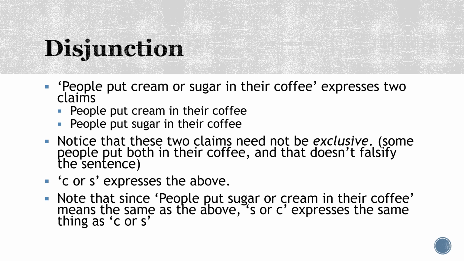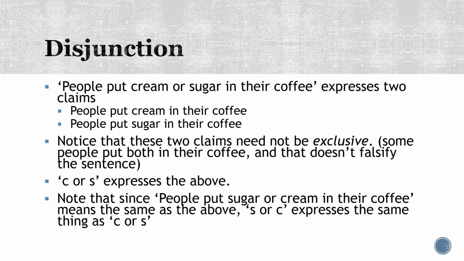Let's talk a little bit about disjunctions now. So for example, the sentence "people put cream or sugar in their coffee." That expresses two claims. It expresses that people put cream in their coffee, and it expresses the claim that people put sugar in their coffee, but it connects them together with an "or," right? When you say one thing and another, you're saying both of those things are the case. That's what you're asserting. With the "or," you're saying it's one or the other. It's like one of those things is the case, is all you're saying.